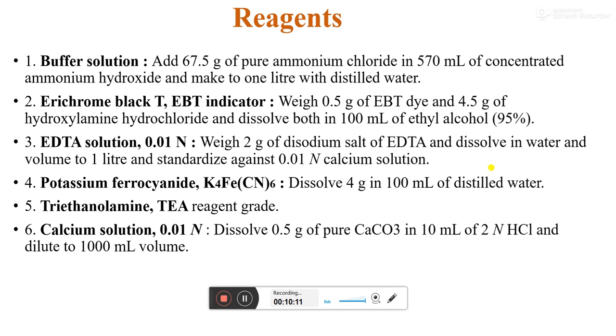Then the second one is Eriochrome Black T. Weigh 0.5 gram of EBT dye and 4.5 gram of hydroxylamine hydrochloride, and dissolve both in 100 ml of ethyl alcohol. The ethyl alcohol is of 95%. Then the EDTA solution is of 0.1 normal, as we saw in calcium. This is also in this calcium and magnesium determination. This is also of 0.1 normal. The next one is potassium ferrocyanide. Then triethylamine, and then calcium solution. In this we require the calcium solution that is of 0.01 normal.